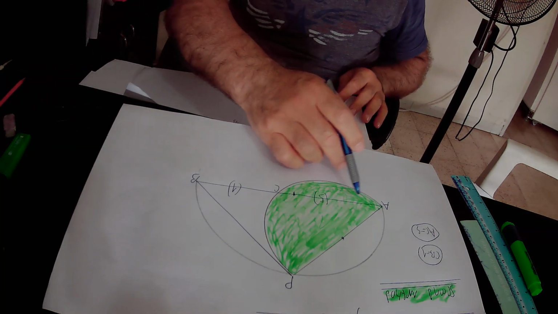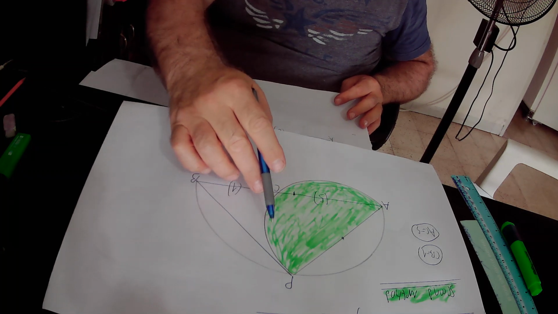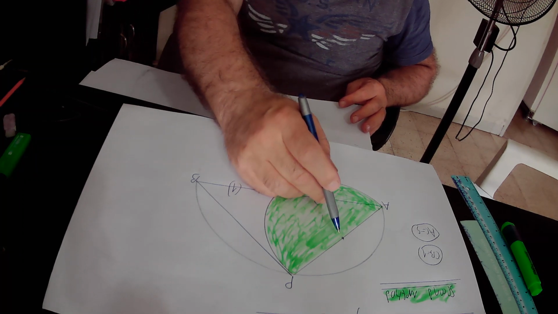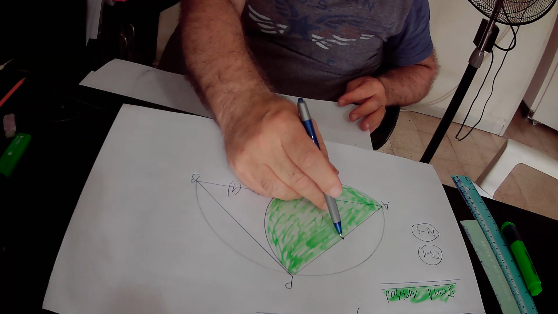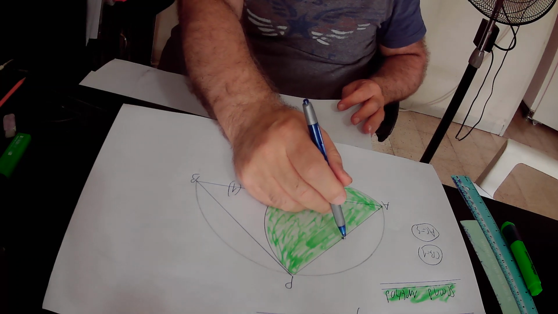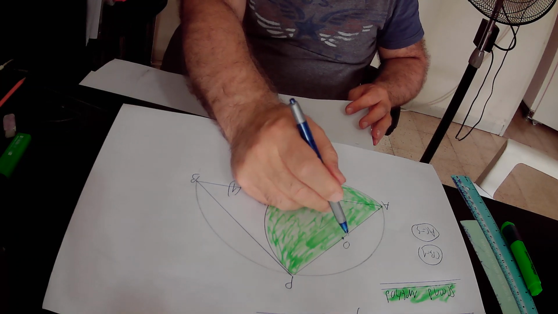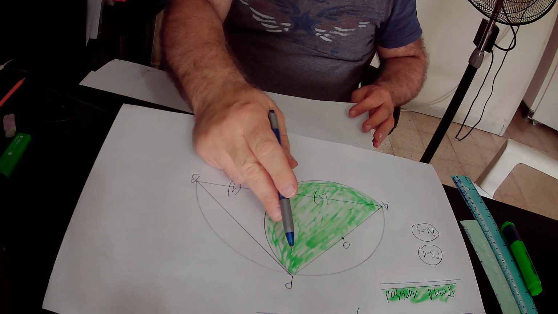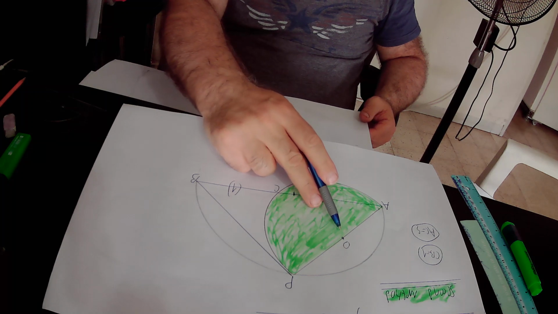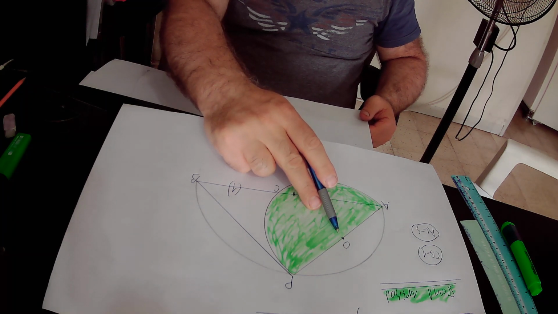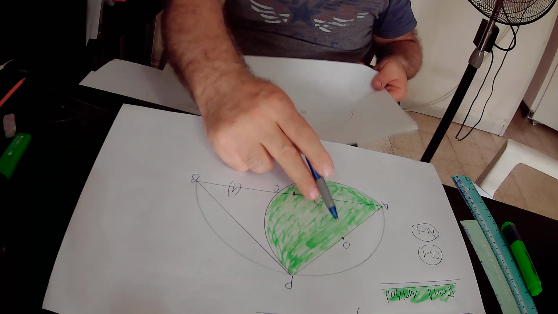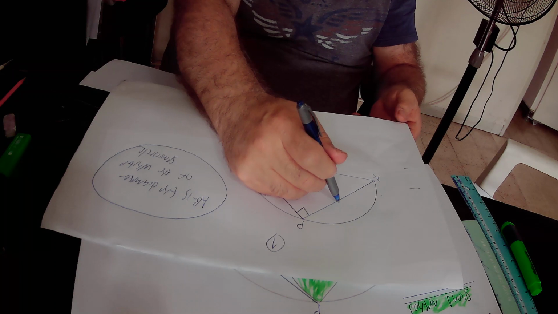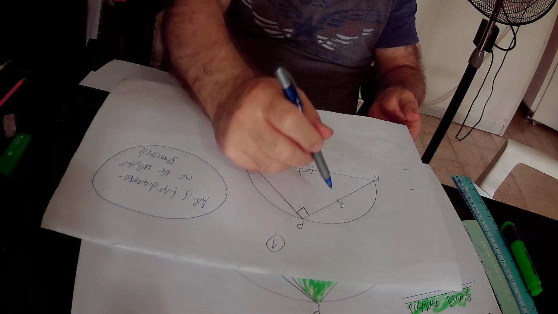AP is the diameter of the green semicircle. Again, AP is the diameter of the green semicircle. If this is the center of the green semicircle, we define the center of this green circle as O. Therefore, OP is the radius of the green semicircle. So I copy point O from here to this drawing, from the original drawing to this drawing here.